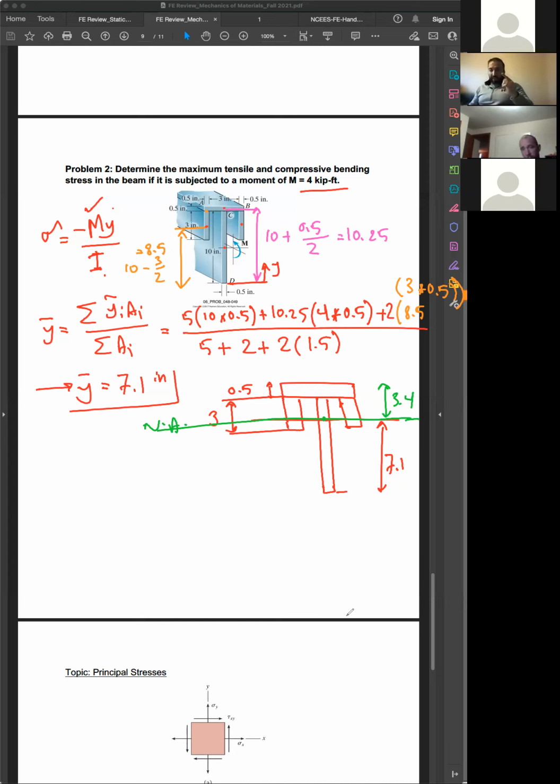Now you know that your y max on top would be what? Your y max on top would be 3.4. Your y max at the bottom is 7.1. Okay, so these are the two things we know. The only thing left is to find the moment of inertia.